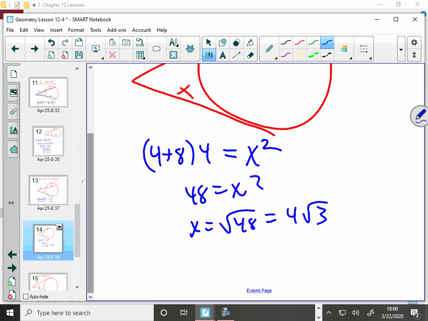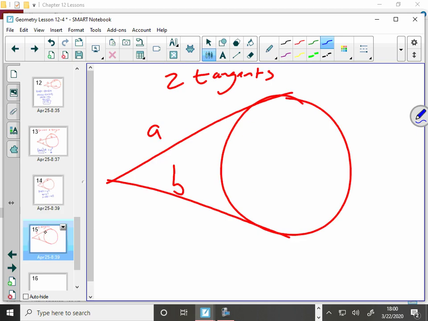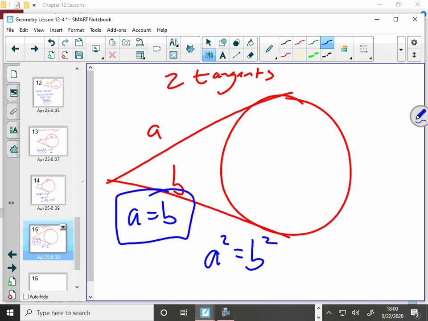One last picture, of course. We did two chords, we did two secants, we did a secant and a tangent, and then there are two tangents, but we already really know what this is because we already learned that if two tangents meet at a point outside a circle, they are equal. So A equals B. You could follow the exact same process as the other problems. You would go A squared equals B squared because they're both tangents, but of course if A squared equals B squared, then A equals B.